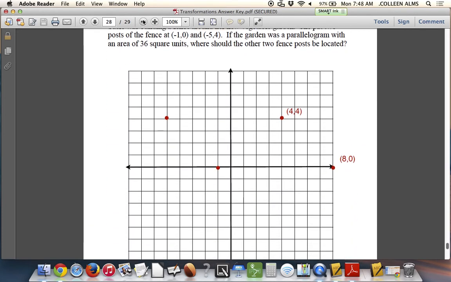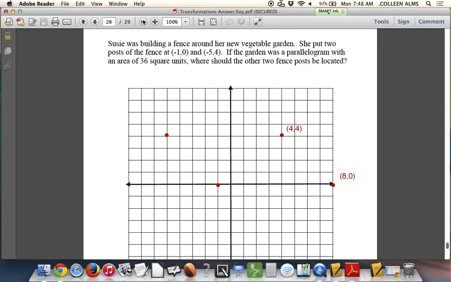And then Susie, on the other hand, her garden was a parallelogram. So remember what a parallelogram has to be. It cannot have 90-degree angles when you connect the points. But 2 sides have to be parallel. So that's the slanted. Looks like a rectangle but slanted.